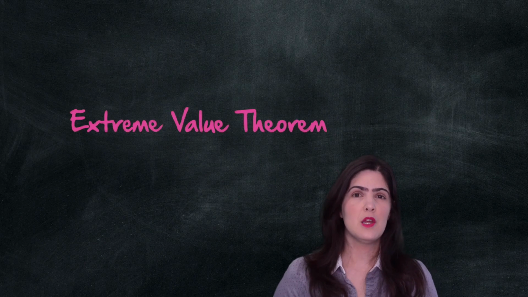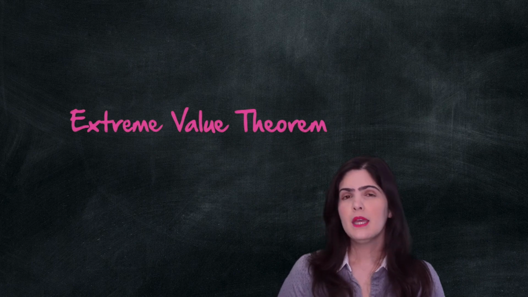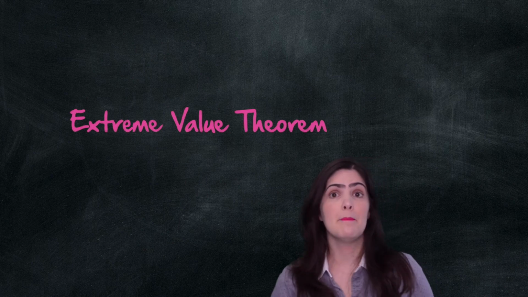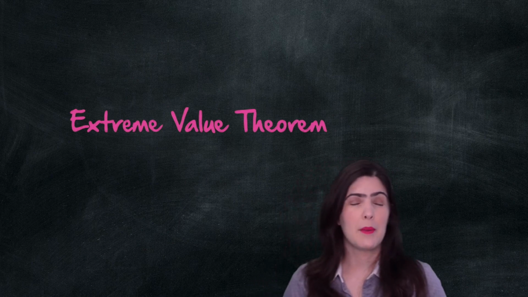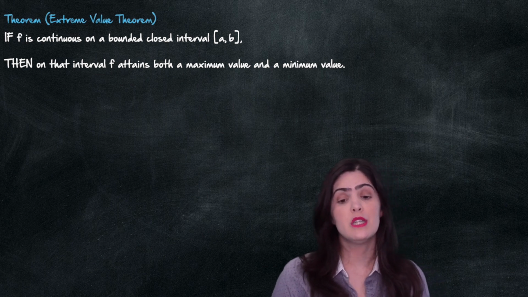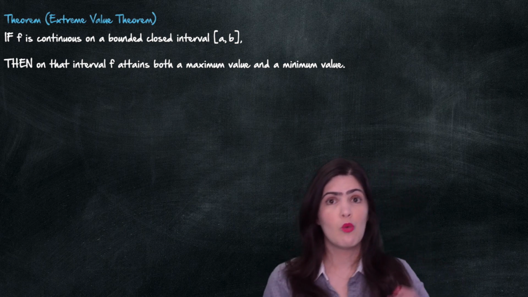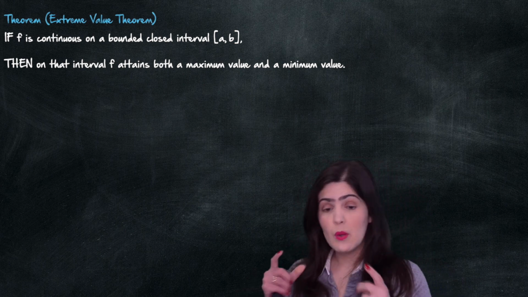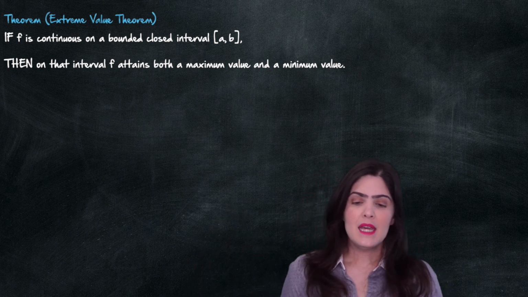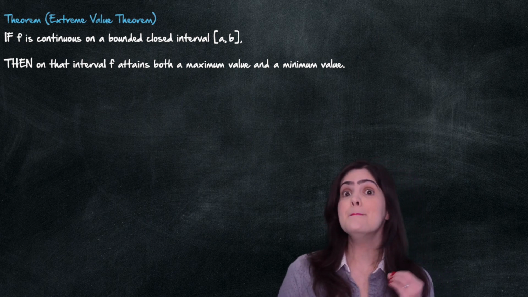The extreme value theorem is another theorem that tells us, in a way, that continuous functions are very nice. It will give us a way of knowing that a function has a maximum and a minimum in a quite simple way. So the extreme value theorem tells me that if I know that my function is continuous on a closed and bounded interval, so it has to be of the form closed a, closed b, where a and b are both real numbers, so we cannot go all the way to infinity, then on that interval, f attains both a maximum value and a minimum value.